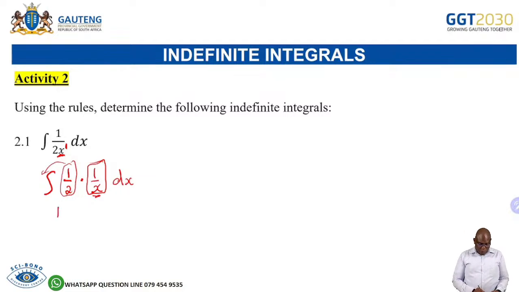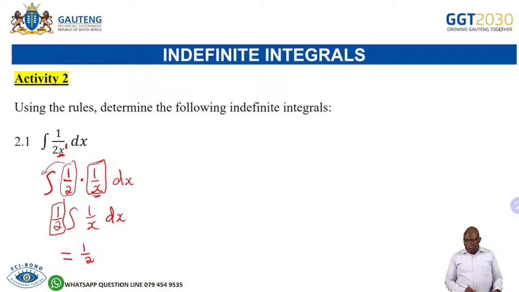We can do this and say half integral sign 1 over x. Then we just integrate that. So remember, this half there will still remain. So when we integrate, you are going to have 1 over 2. Then what am I going to have? Ln x. Then that will be plus c. Remember plus c. We always forget that c and then we lose a lot of marks on there.